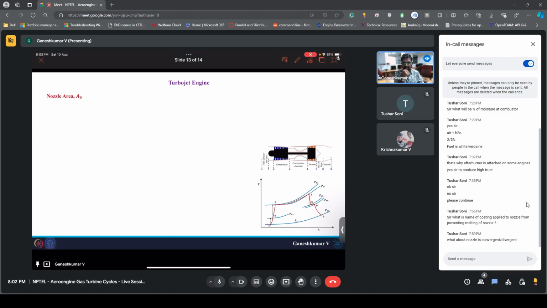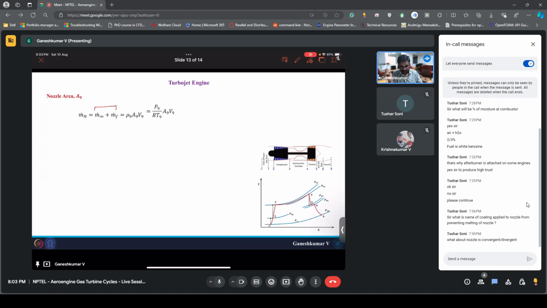The nozzle area, which we denote as A9, comes from the mass flow rate relation, which we all know: m dot is rho A V. We don't know rho, but we know pressure and temperature, so we can use the ideal gas law. But what is the mass flow rate? It is the total mass flow rate entering the nozzle, the air mass flow rate plus the fuel mass flow rate. Fuel has already entered the combustion chamber, so you need to take that into account.